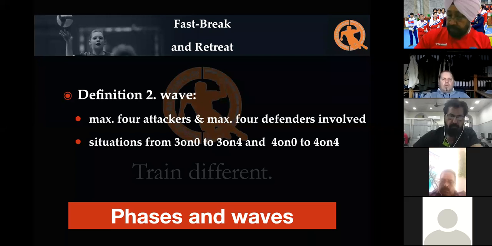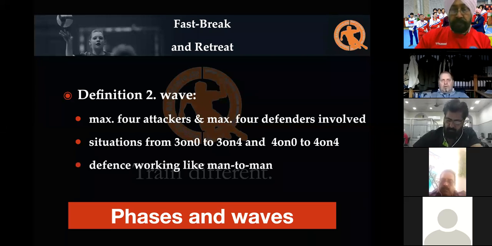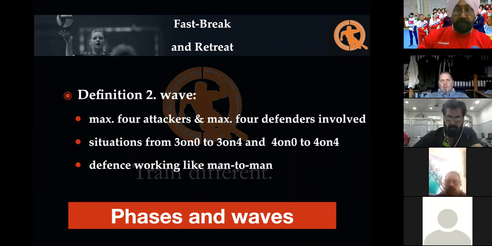And one very important criterion for the definition of the second wave: the defense is still working in a man-to-man way. They don't go back to the positions and work in a zone defense against the second wave. They are on the way back, they are in the retreat movement, and they defend in a man-to-man way.